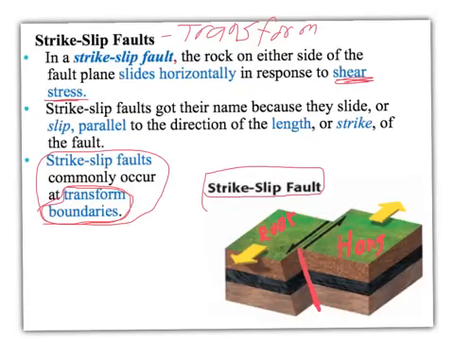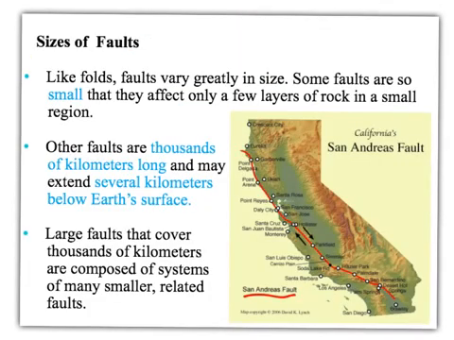Alright, so in a normal fault, the hanging wall went down. In a reverse fault, the hanging wall went up. Strike-slip fault, they're going side to side. Faults, just like folds, can be big or they can be small. Again, you can see faults that affect just a very small range of rocks, a small little region. Or you can have other faults that are several thousand kilometers long.